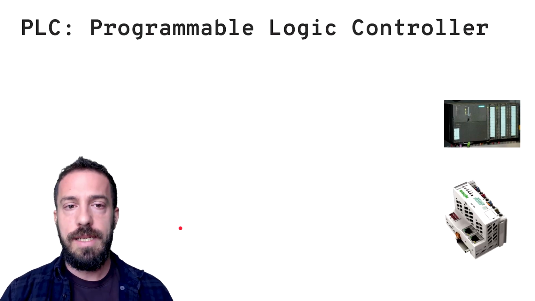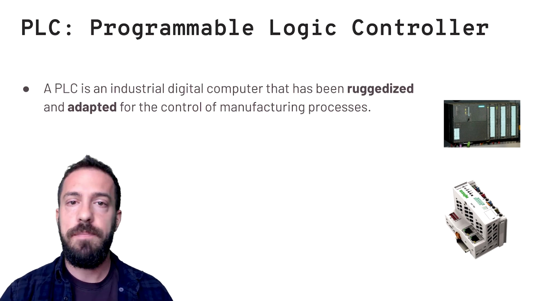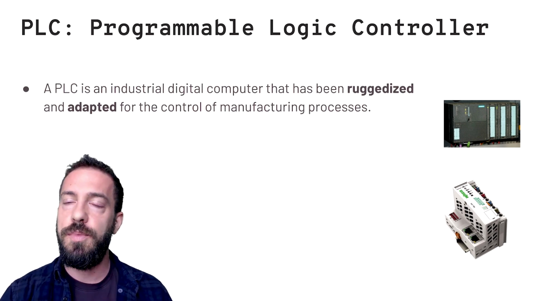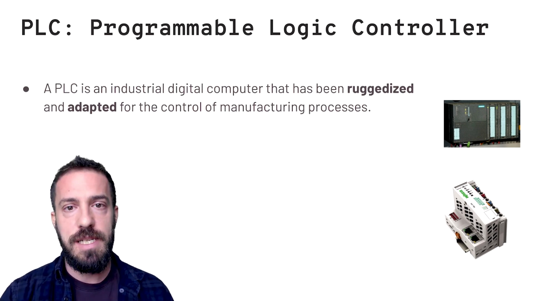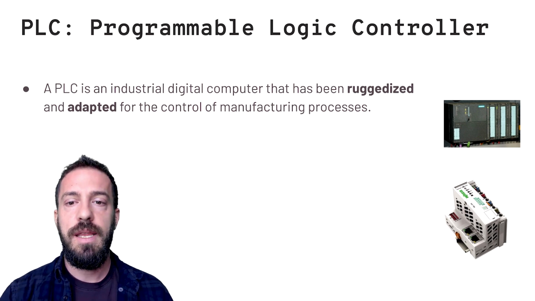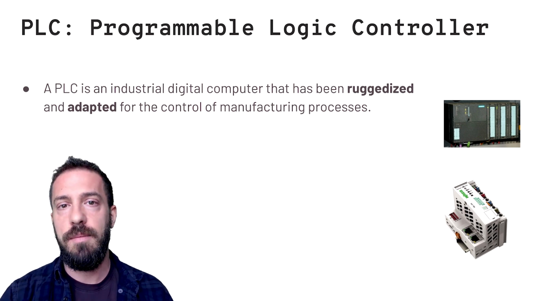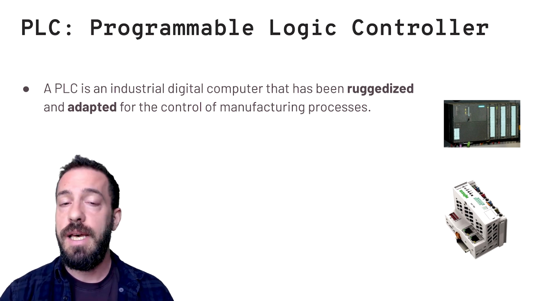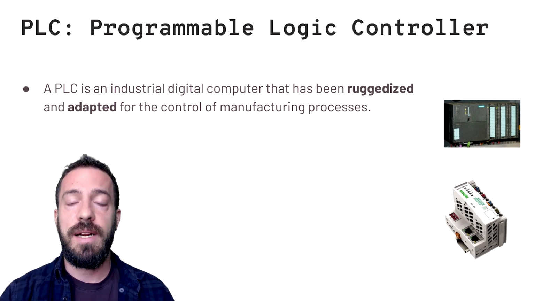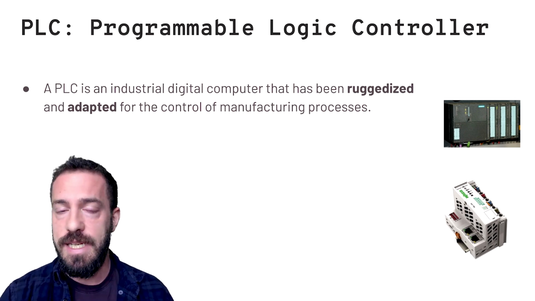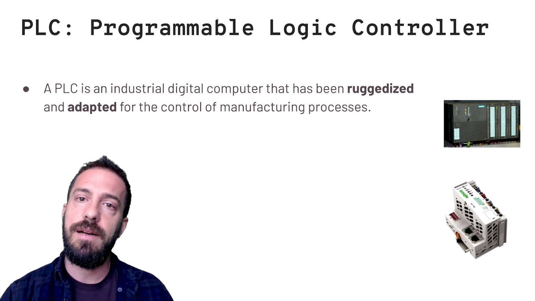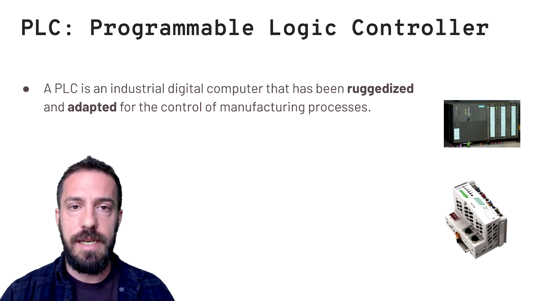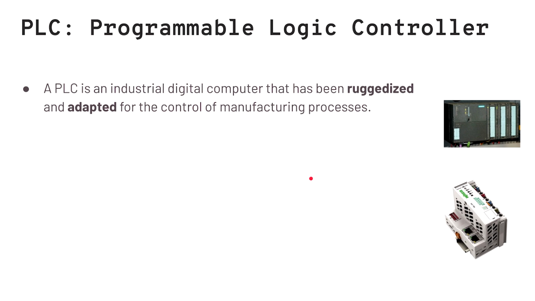So what is a PLC? A PLC is like a computer. It's more of a special computer. It's a hardened computer that has been adapted to withstand more hardship, for example, extreme temperatures, electromagnetic interference, and similar things that are essential in a manufacturing process.